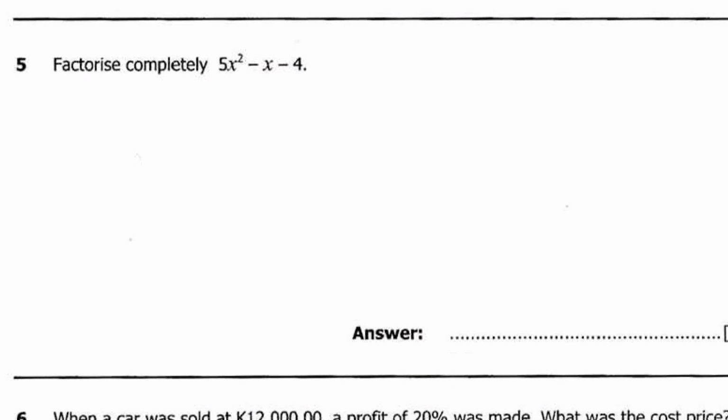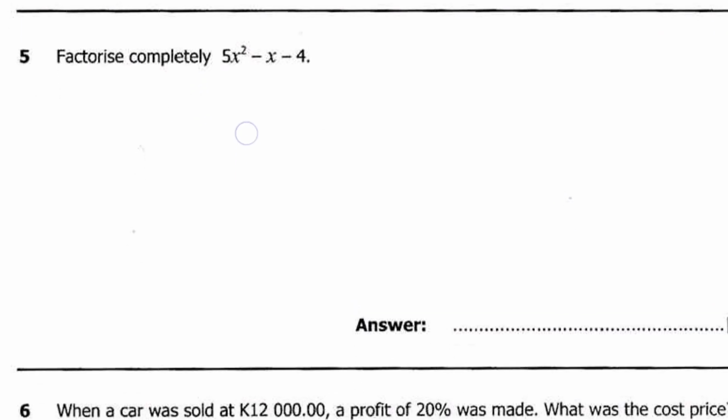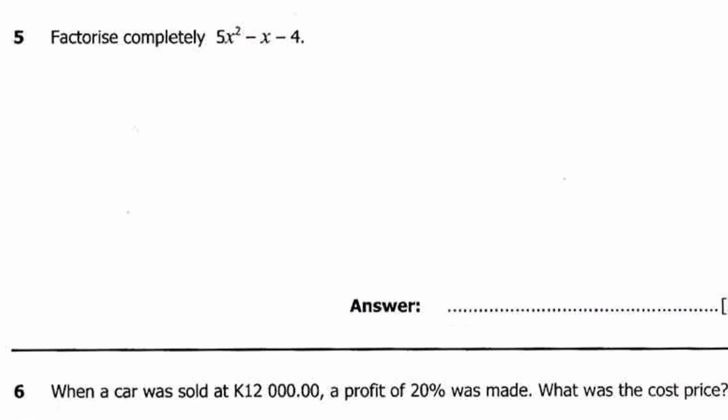How can you factorize this completely? It is very simple. So, according to this, what is the value of A? The value of A is 5. The value of B is -1. The number in front of what? The coefficient of x. And the value of C is -4.